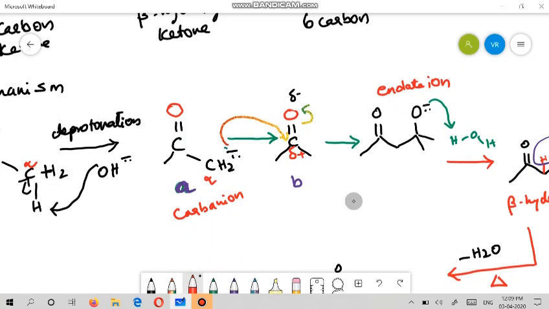Because this oxygen is electron rich, it will get a delta negative charge, and this carbon will get a delta positive charge. By this delta positive charge, this carbanion will attack this electropositive center of the carbonyl carbon. That is the delta positive charge of this carbonyl carbon, and the carbanion will attack here. Then a new bond is formed. Because a new bond is formed, this oxygen will take away these electrons. So here you get the enolate ion.